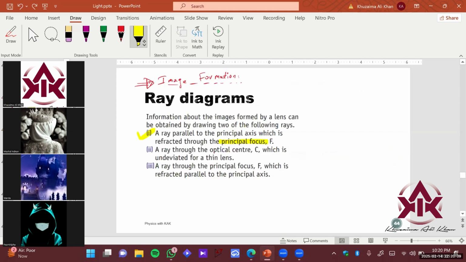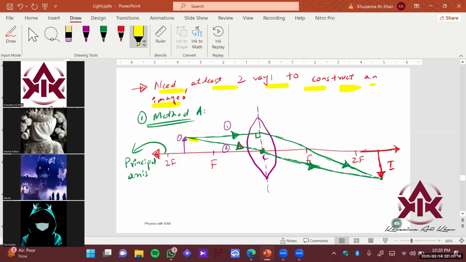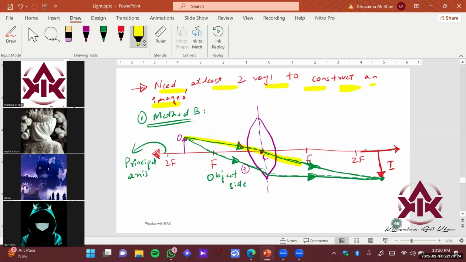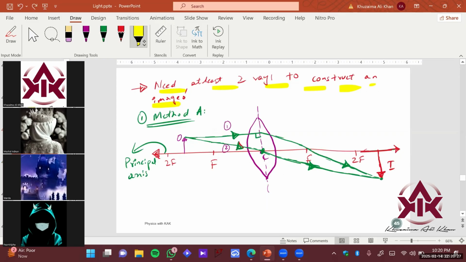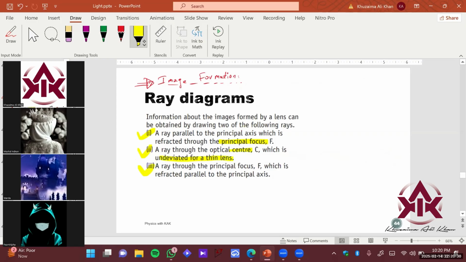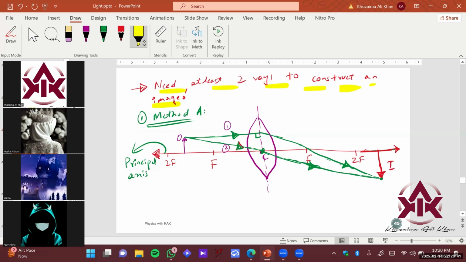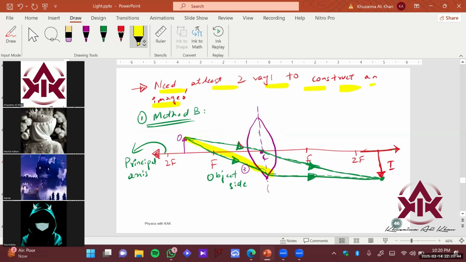This is rule one. And rule two is if the ray passes through the optical center, it goes undeviated through the lens, right? It goes straight without deviation. And the third ray which you can use for creating the diagram is as follows. A ray which is passing through the principal focus on the object side is going to refract after the lens and stay parallel to the principal axis. You can see here in method B, if it passes through the principal focus here, it goes parallel to the principal axis here, right? Both methods are going to produce the same exact result.